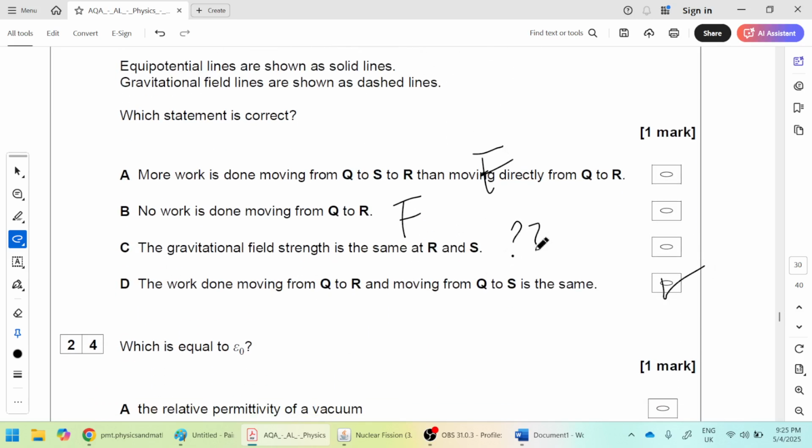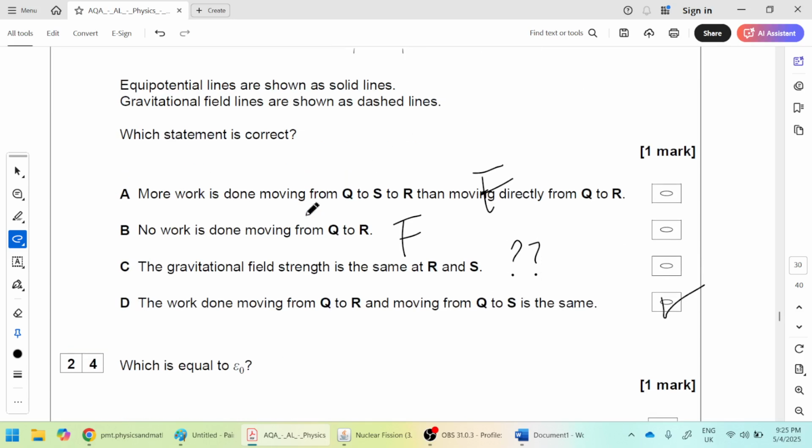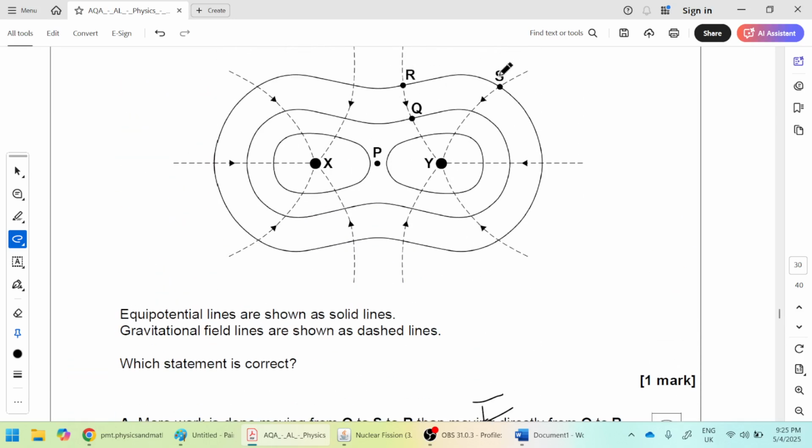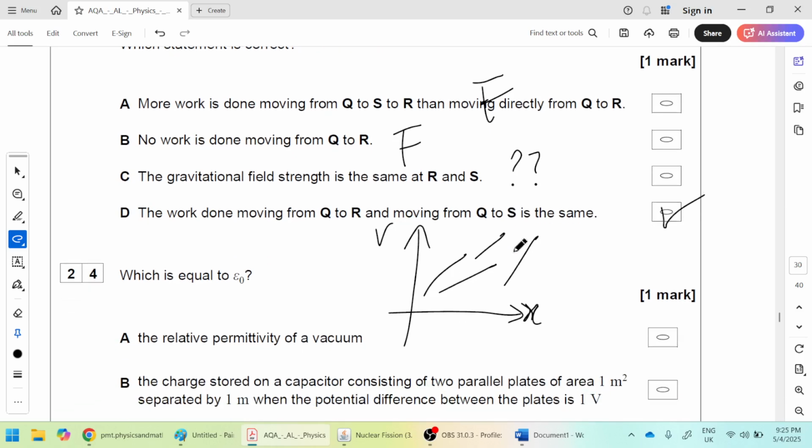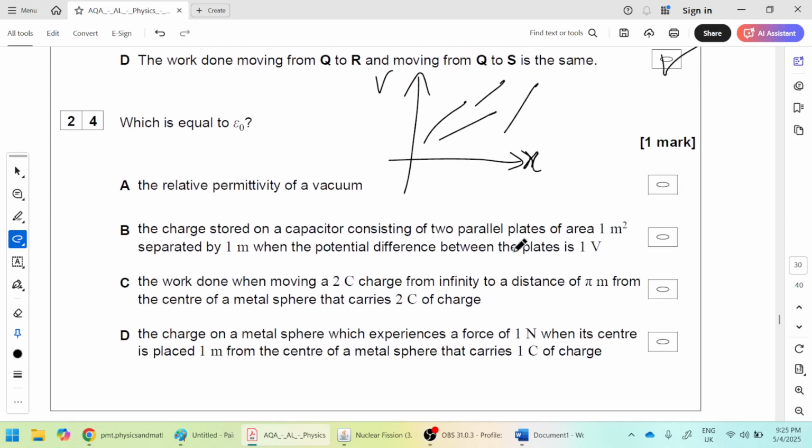This one is weird. Gravitational field strength. Just because it's the same potential doesn't mean that the gravitational field strength is the same. It depends on the potential versus x gradient. Whatever gradient it is determines the strength, which is equal to epsilon naught. Something to do with capacitor. Okay. Epsilon naught. Capacitors, electric fields should be in the topic.